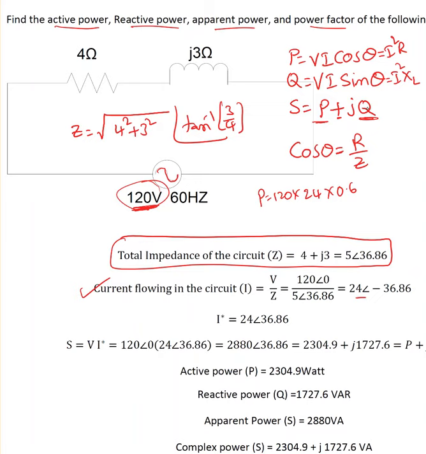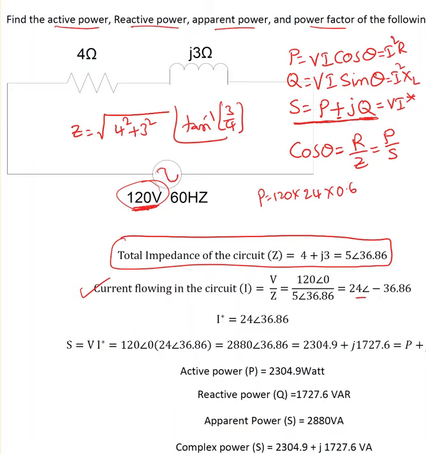Now, when I say S equal to P plus jQ, that's the complex power. When you say apparent power, it's the same as VI conjugate. And cos theta is R over Z, or you can say P over S. They both will give you the same value. Cos theta doesn't have any unit, but you have to say lagging or leading power factor.